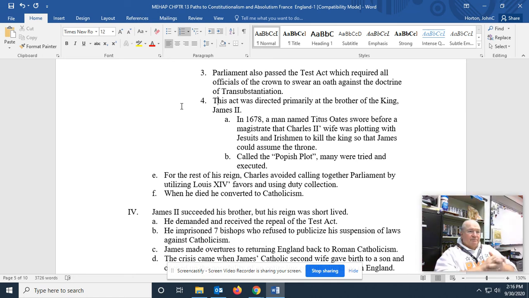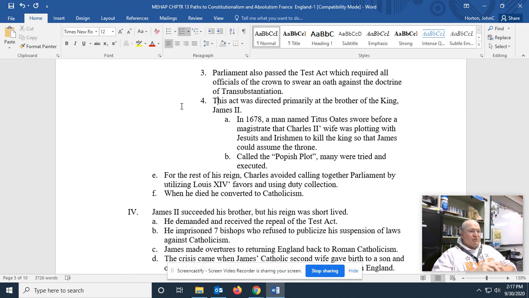So, a plot that Charles II's wife was plotting with Jesuits and Irishmen to kill the king so that James II could assume the throne. This was called the Popish plot. Many people were tried and executed.